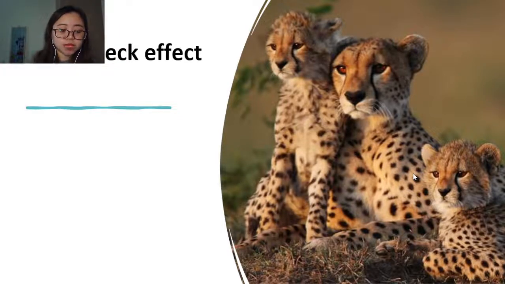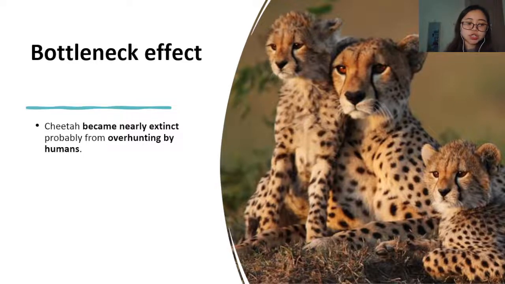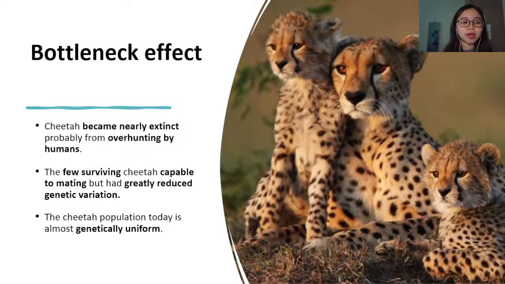And we have this common example. We usually use the example of cheetahs to show bottleneck effect. Cheetahs nearly became extinct years ago, probably because of overhunting by humans. And the few surviving cheetah were capable of mating, but they were greatly reduced in their genetic variations. Sebab sedikit saja cheetah yang tinggal, jadi genes yang tertinggal pun sedikit. And of course they try to mate with each other, but because there are so few individuals left, the cheetah population today is almost genetically uniform. All the alleles become underrepresented.